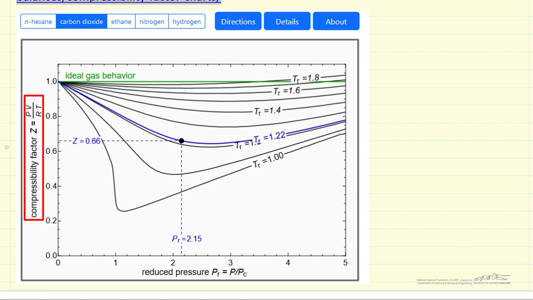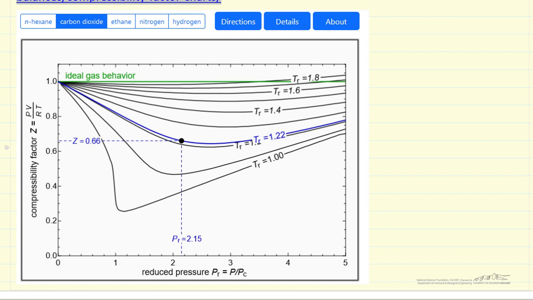So notice this is pressure times molar volume divided by ideal gas constant and temperature. And so Z should be 1 if we have an ideal gas. And we're plotting this versus reduced pressure. So that's the pressure divided by the critical pressure. And then as a parameter on the plot, we use reduced temperature, which is temperature divided by the critical temperature. Of course, these are all in absolute units of temperature.